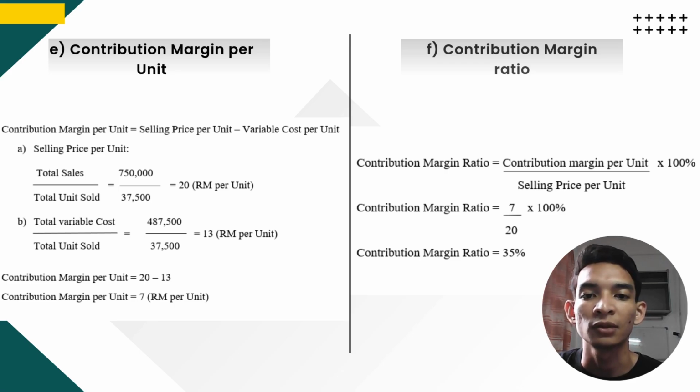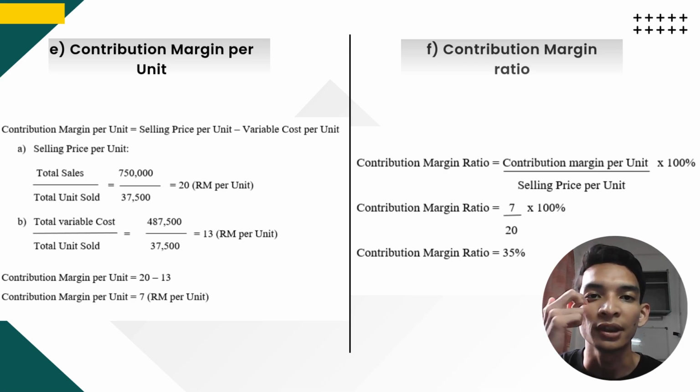Second, we should find the variable cost per unit. The formula for the variable cost per unit is total variable cost divided by the total units sold. Total variable cost is 487,500. We divide by the total units sold, which is 37,500. We got the answer of 30 ringgit. And we minus the two answers, 20 ringgit minus 30 ringgit, and we got 7 ringgit.